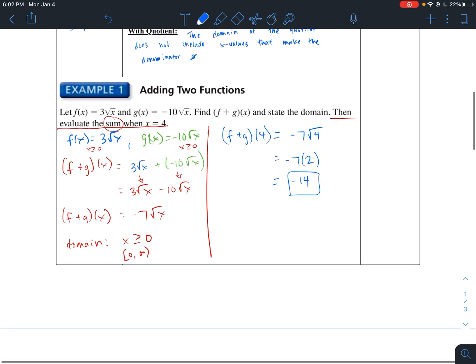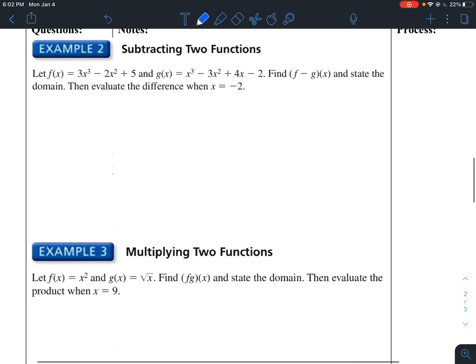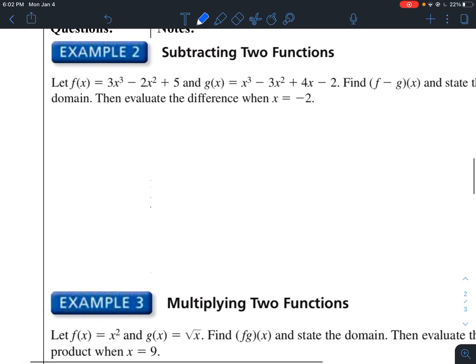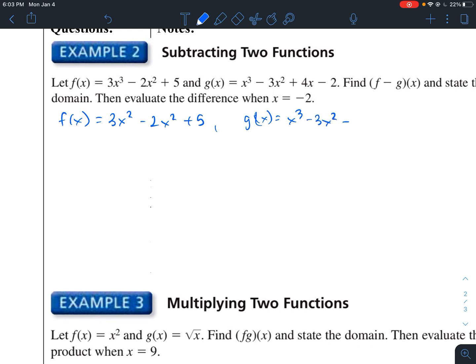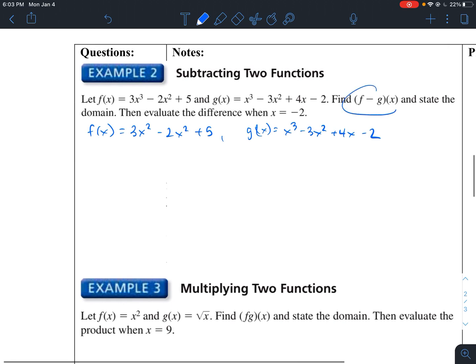Okay. Now let's go ahead and try and subtract. So I have f of x is equivalent to 3x squared minus 2x squared plus 5. And g of x is equivalent to x cubed minus 3x squared plus 4x minus 2. And it wants us to find the difference between them, so f minus g.